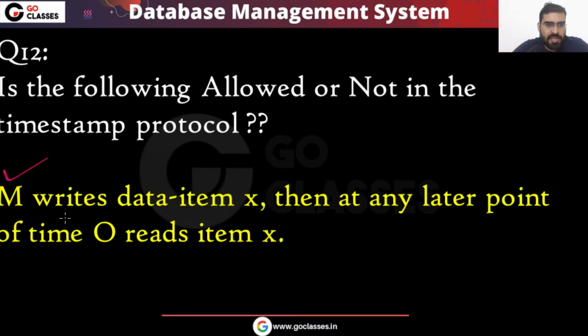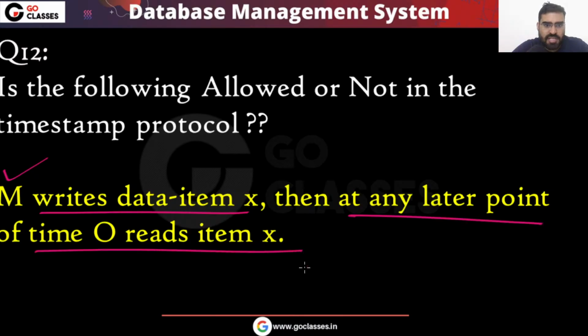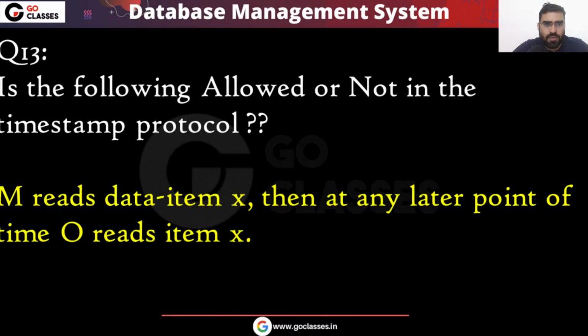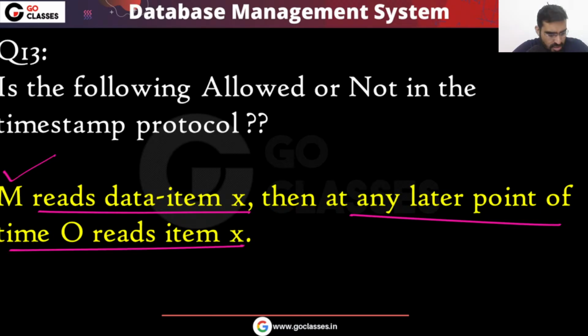So tell me, M is writing item X. Then O is reading item X. So this is not allowed, right? Because you can notice O, M, Y. M is writing item X. Then after some point of time, O is reading item X. This is not allowed. Correct? This is definitely not allowed. So here the answer will be not. Okay. And what about this one? M is reading item X and then at any later point of time O is reading item X. Is this allowed? Is this allowed or not? Question number 13. Tell me the answer for question number 13.